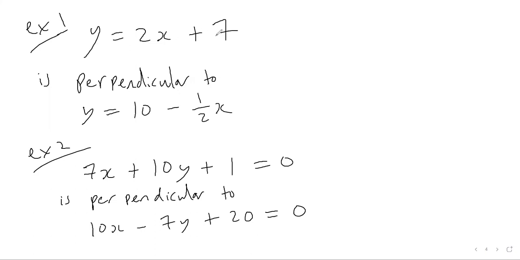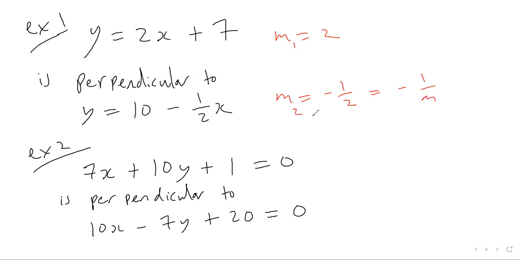So let's say you've got y equals 2x plus 7, and you've got another line, y equals 10 take away a half x. So these are perpendicular. Why? Because the m value here equals 2 for your first one, but the m value here equals negative 1 over 2, which is the negative reciprocal, so negative 1 over our original m value up here.